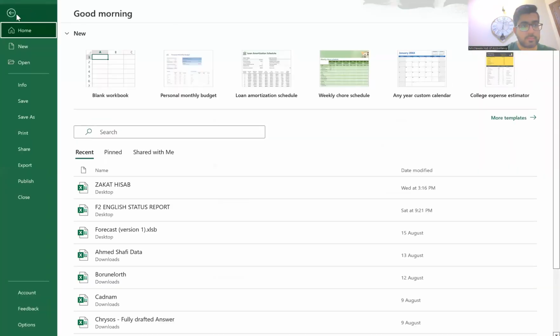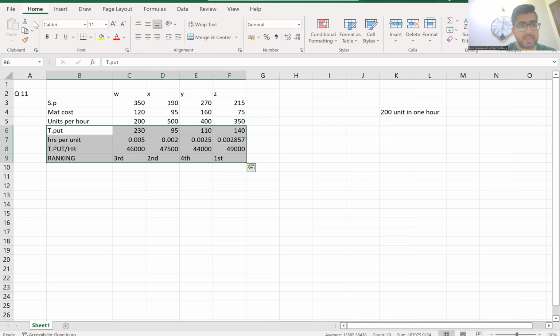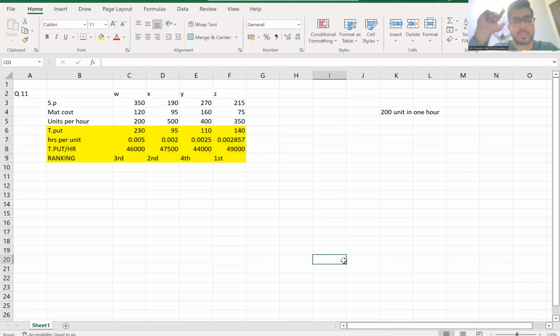Again, I'm telling you, those who are failing to understand this should refer to my lecture of throughput accounting of Ride Limited. Ranking is required. Ranking is always done on throughput per hour. So you have the selling price and material cost to get throughput, divide by hours each unit takes. It's not given. 200 units are made in 1 hour. So 1 unit is 1 over 200. You get throughput and hours, divided to get throughput per hour. Okay, please copy this.